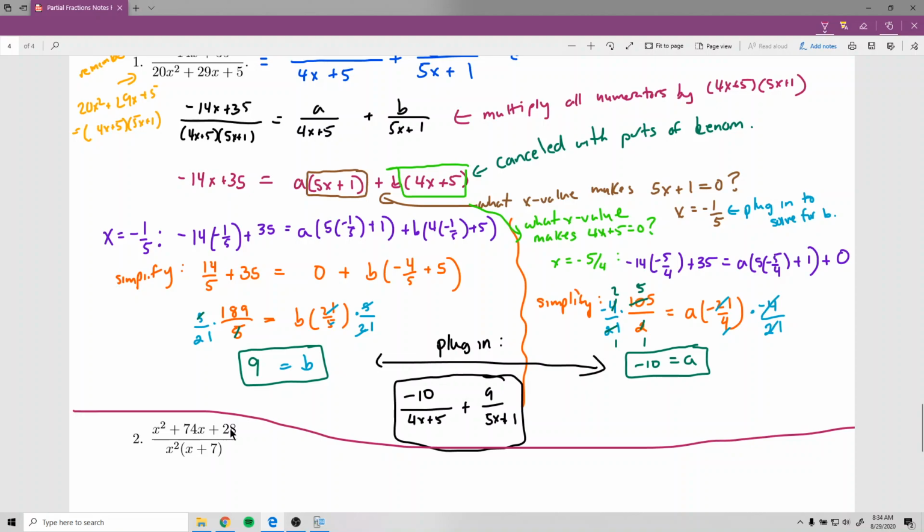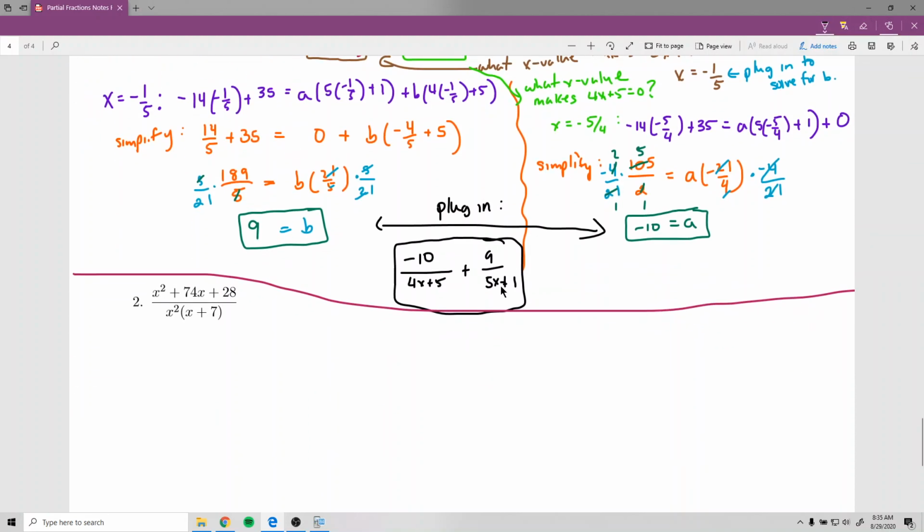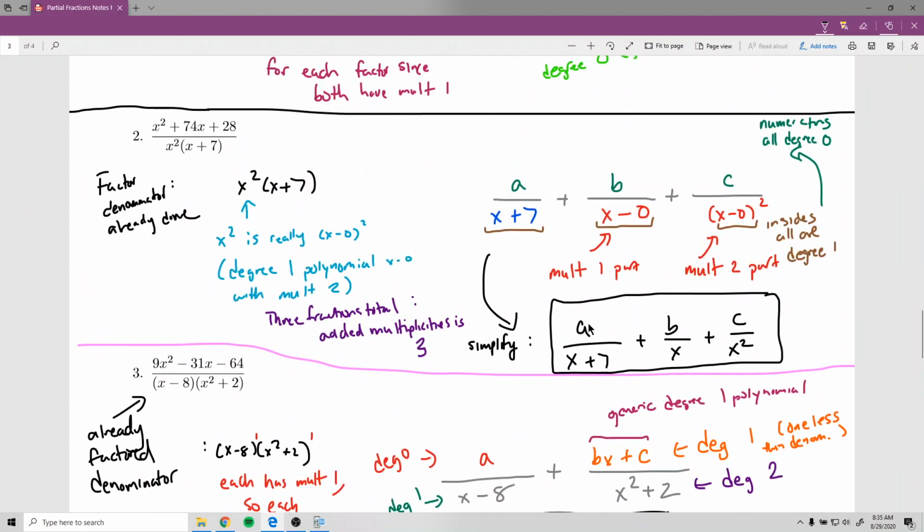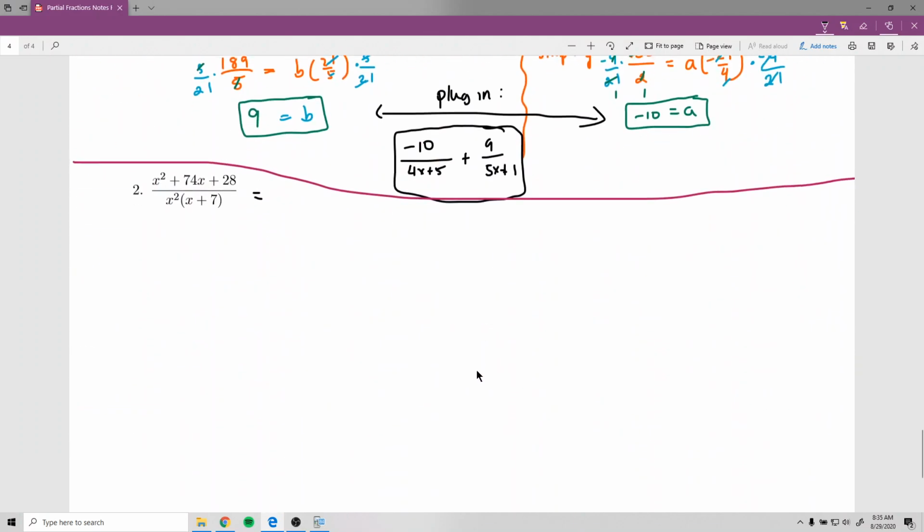All right, number 2. Once again, we set this number 2 up from before. Now we're going to solve it. So just as a reminder, this equaled, and I'm going to write it in the same order that I did above, number 2. We have a over x plus 7 plus b over x plus c over x squared.